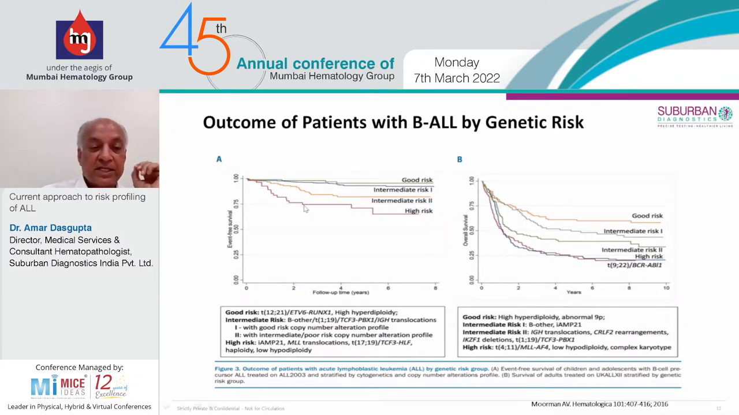In contrast to that, as you can see in figure A, the graphs are all beyond what you see in the adults. Even in the high-risk group, the event-free survival, because that is what is measured here in this case, is not so bad as compared to the adult overall survival seen here. So this is just to prove the point that I have been trying to emphasize, that genetic risk factors have a tremendous role to play in determining the overall outcome of patients of ALL, particularly B-ALL, on conventional chemotherapy.